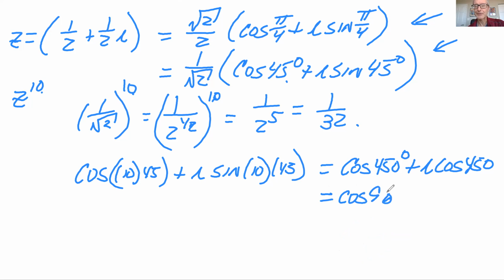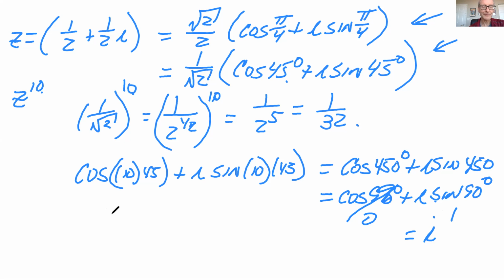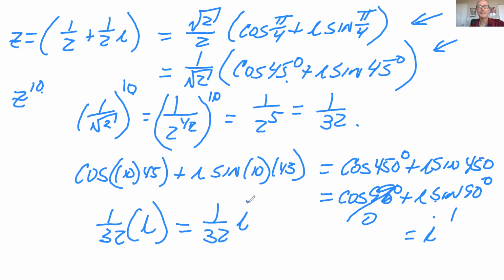This would be cosine of 90 degrees plus i, whoops, shouldn't be two cosines, right? That should be sine. Sorry about that. So that would be sine of 90 degrees. So what's cosine of 90? That's 0. What's sine of 90? That is 1. So this simplifies to just i. So what are we left with? 1 over 32 times i. So that would be 1/32 i.